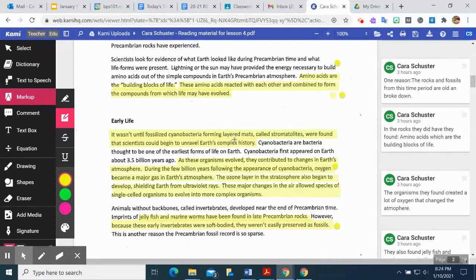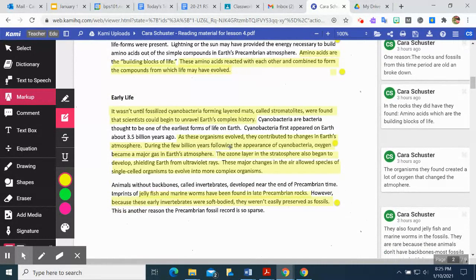But they did find those mats with the stromatolites, and that helped them to figure things out. One of the things they figured out was that these stromatolites and the bacteria started changing the appearance of oxygen, that they started to create more oxygen, and it started to change the ozone layer. So a lot of it allowed for more complex animals to grow, not just the bacteria. Because of the bacteria and the oxygen it created, they were able to have more complex animals like the jellyfish and the marine worms.